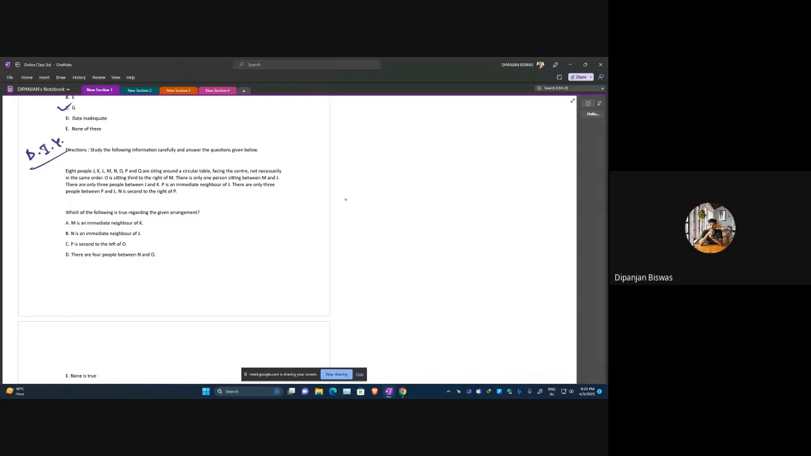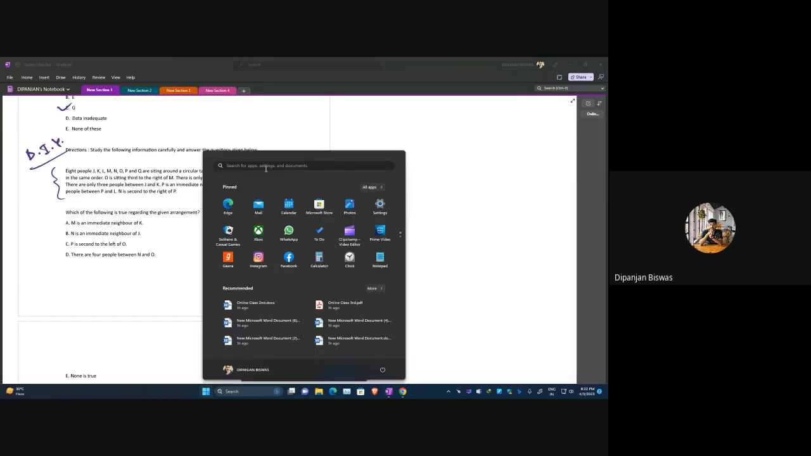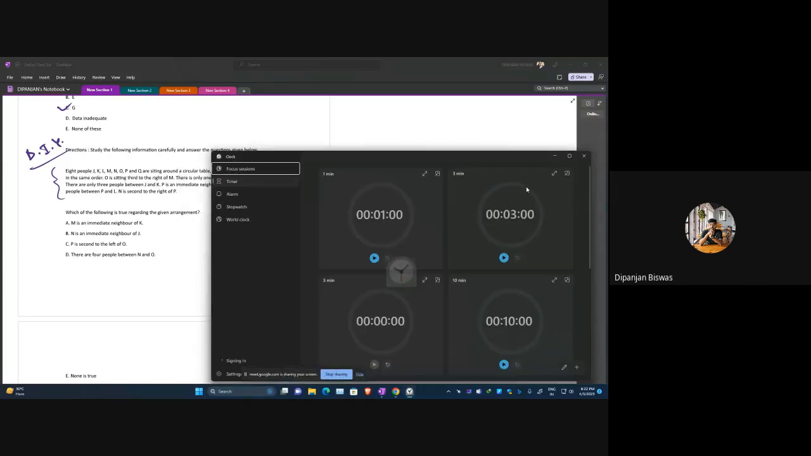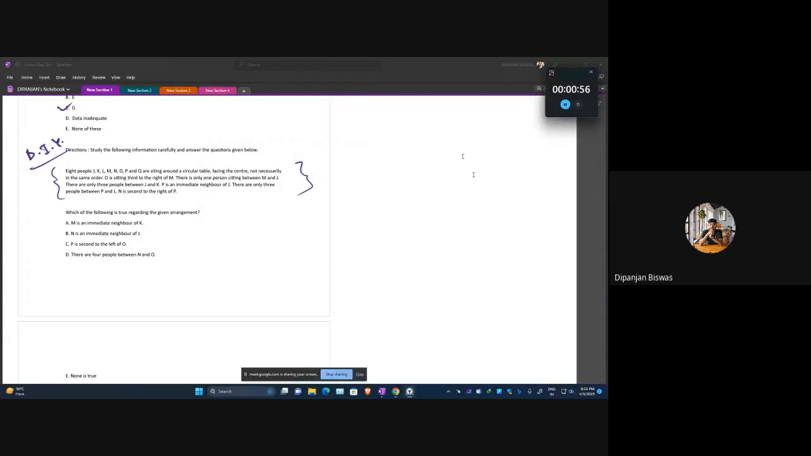So this is a do-it-yourself problem. Try to solve this question. Try to draw the seating arrangement according to these statements. If I draw all the questions, you won't understand anything. So you need to do it yourself. I'll be giving you 2 minutes.